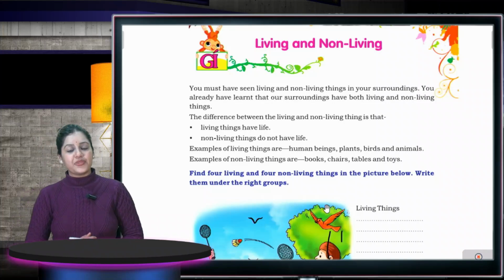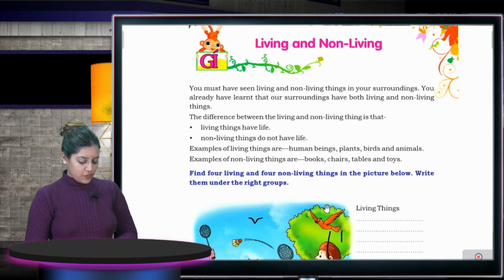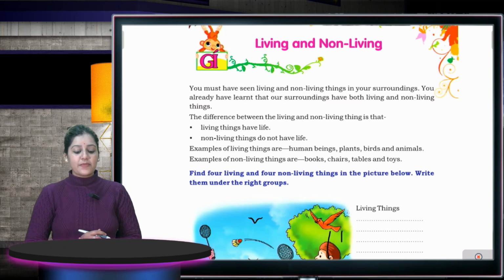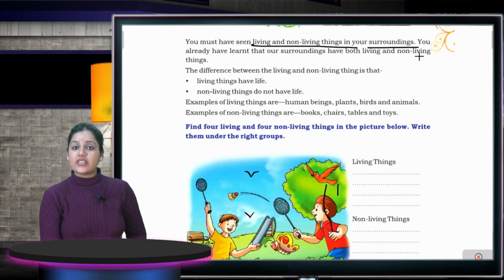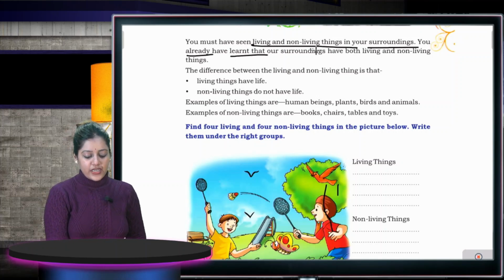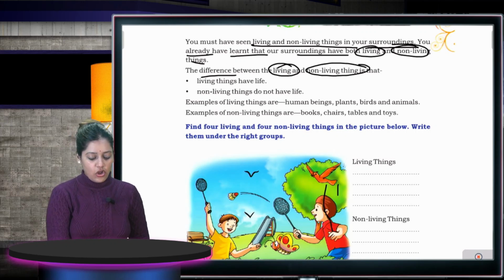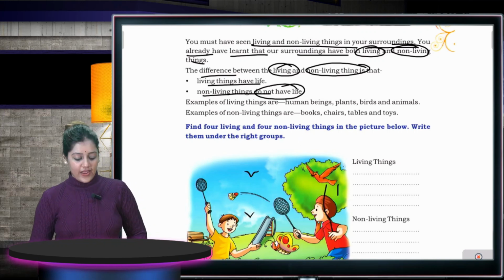My name is Shraddha Gupta and today we are going to do our chapter number 14 from your EVS book. So what is the name of the chapter? The chapter name is Living and Non-Living Things. You must have seen living and non-living things in our surroundings. You have already learned that the surroundings have both living and non-living things. The difference between living and non-living things is that living things have life and non-living things do not have life.